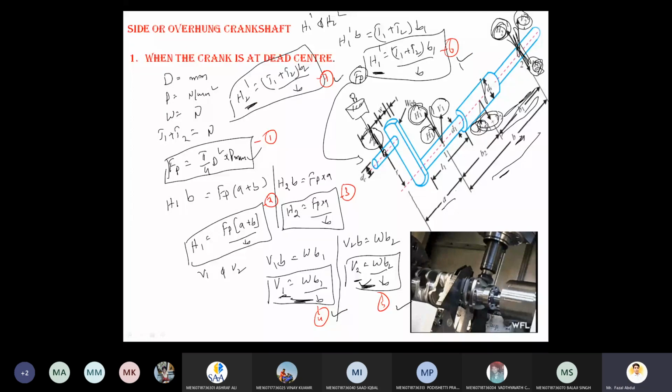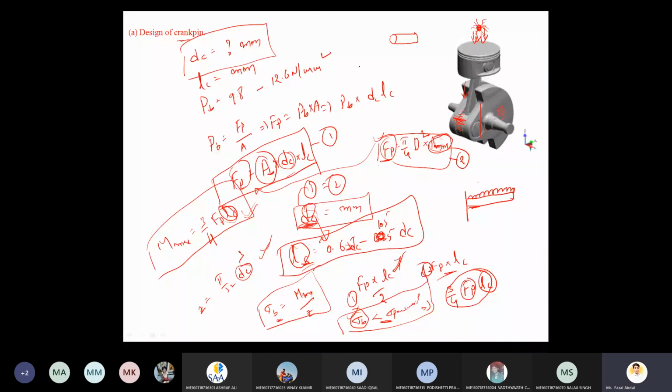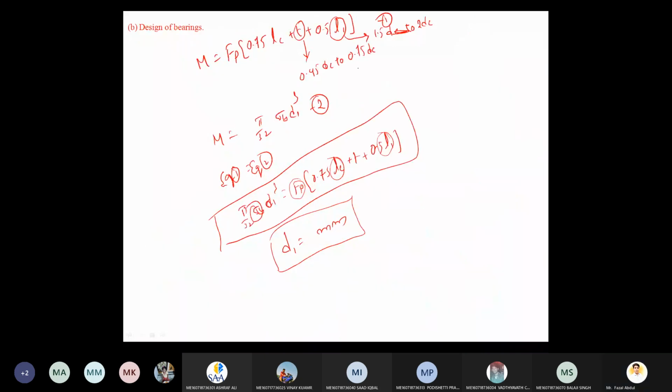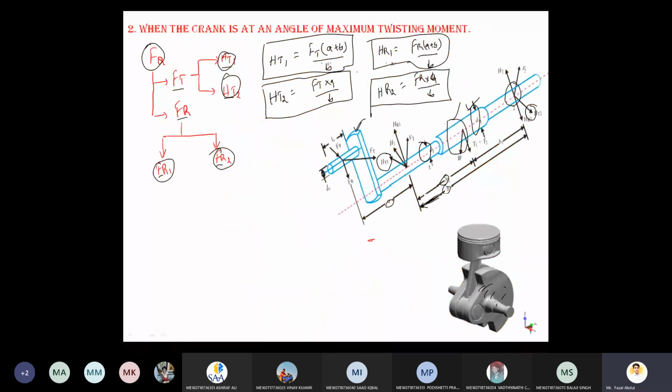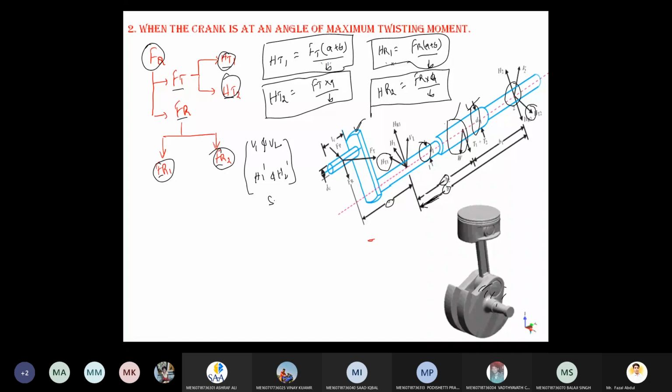These equations are the same equations we are going to use in this topic. Okay, the same equations we are going to use here. What are those? V1 and V2, H1 dash and H2 dash. These four equations are the same as in the first topic. Okay, and now one by one we are calculating the parameters.